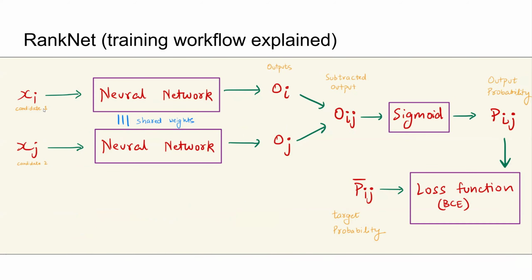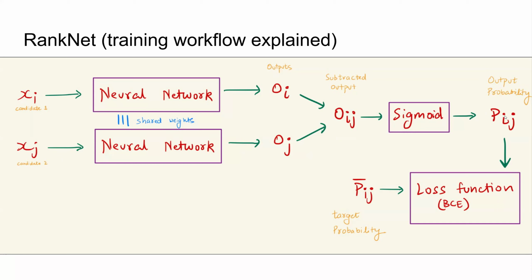So let's say we input a candidate 1 and a candidate 2, xi, xj. Both of them go to a separate neural network, and we get an output oi and oj. These are the raw values that the neural model outputs. After that, we subtract oi minus oj, and it gives me Oij, and we pass it through the sigmoid, which converts it to a probability between 0 and 1. So this is kind of a normalization that we apply here.